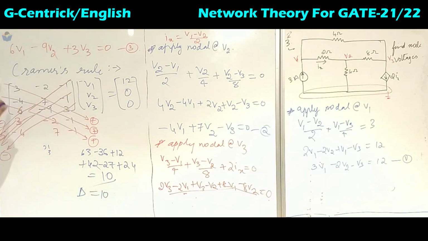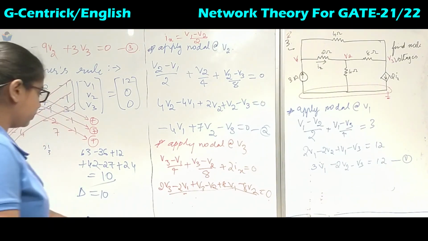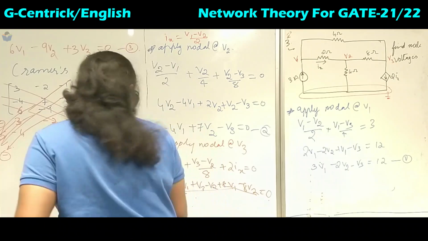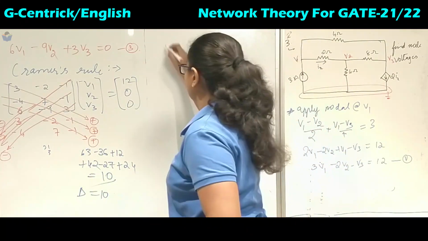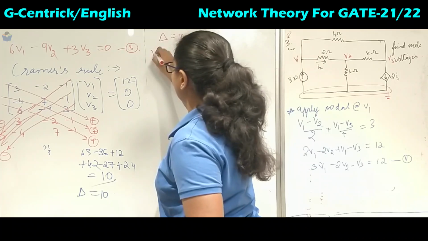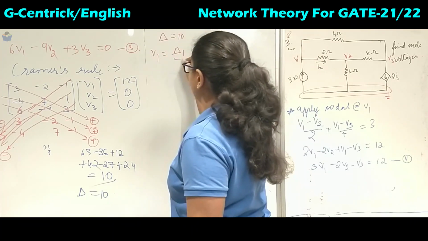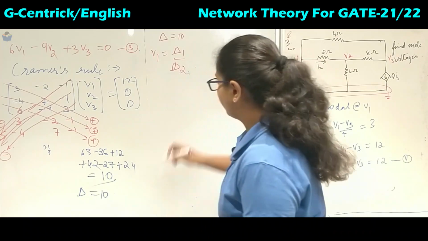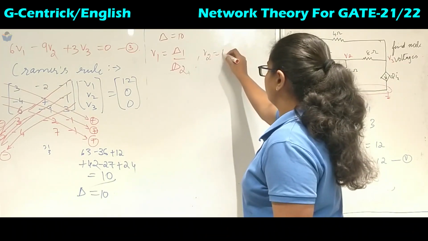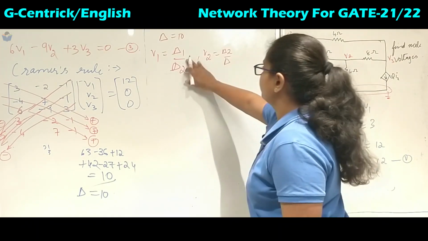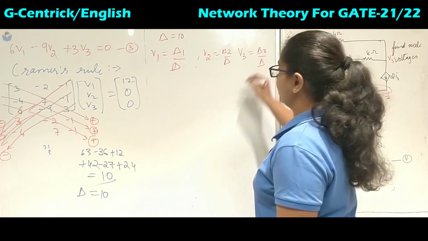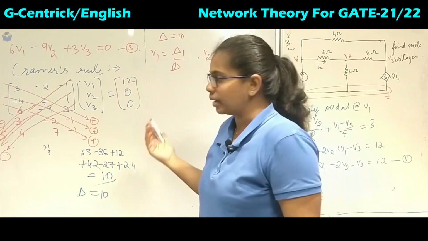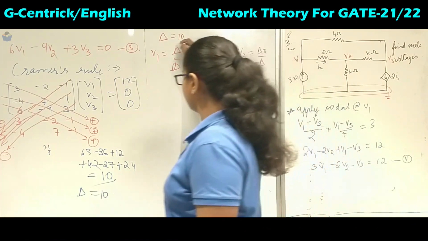Otherwise you can use the normal method to find the determinant of the equation. So we got del is equal to 10. To find the value of V1, we have to do del 1 upon del. Then for V2, we have to do del 2 upon del. Okay, so V3 is equal to del 3 upon del. So we will use Cramer's rule.